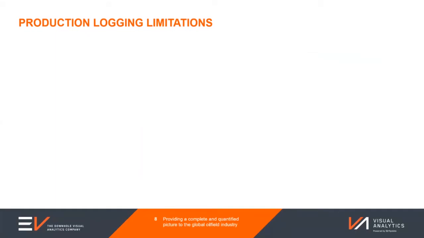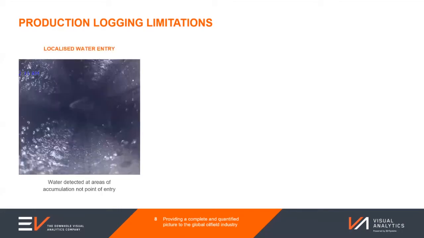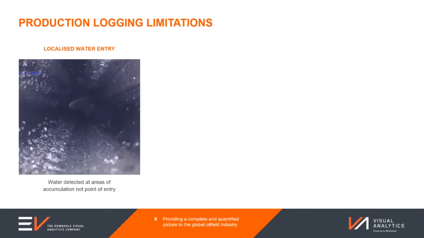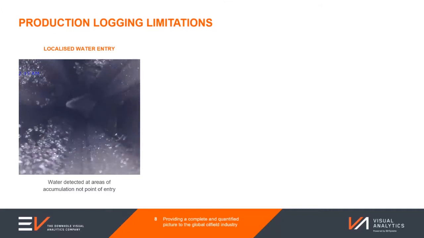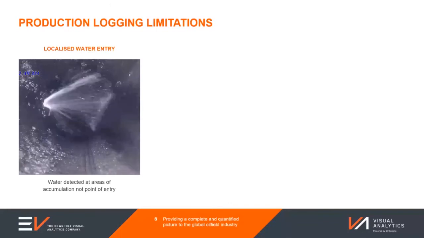So to look at those challenging environments, I wanted to look at three separate and distinct issues and accompany that with a video clip to show how we might be able to overcome them. The first point I want to make is that those production logging sensors are points of contact, and you need to have that contact with the fluid you're trying to sample.